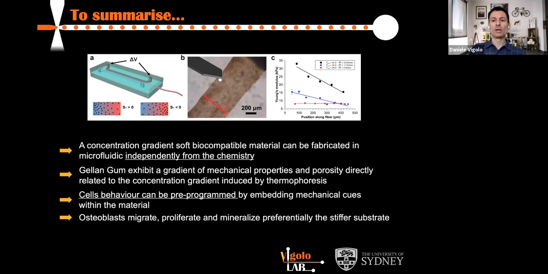And what is really important is that we can do that independently from the choice of the material itself. In particular, we see that we can create a gradient of both mechanical properties and porosity controlled by thermophoresis. And this permits us, I think the main message here, is really to pre-program how the cells will behave on that material and how they will eventually develop and form tissue by simply controlling the characteristics of the material itself.